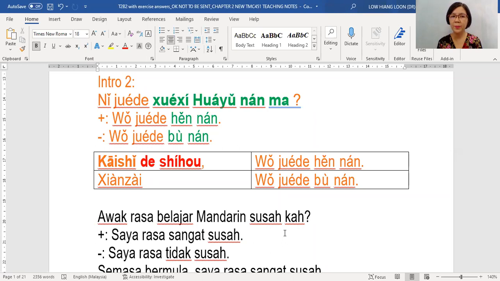How about another student? CS 33. Answer, please. 我觉得很难。Yes. Now you ask back, law. You ask back the same question. See what she says. 你觉得学习华语难吗？Okay. Law answers no, not difficult. 我觉得不难。Yes.